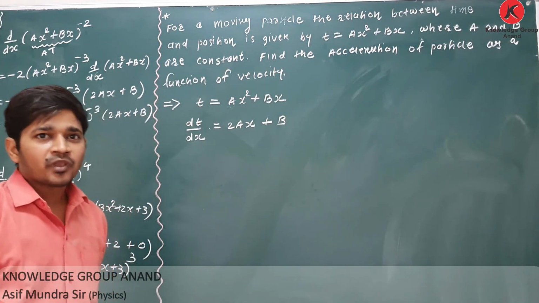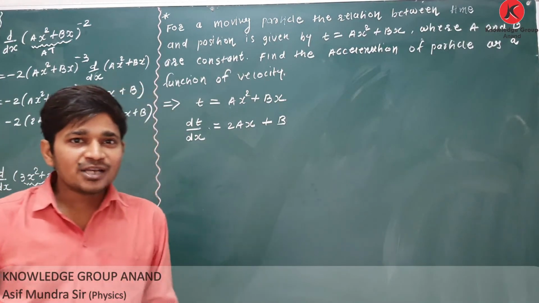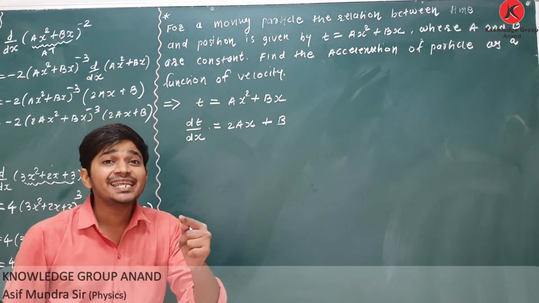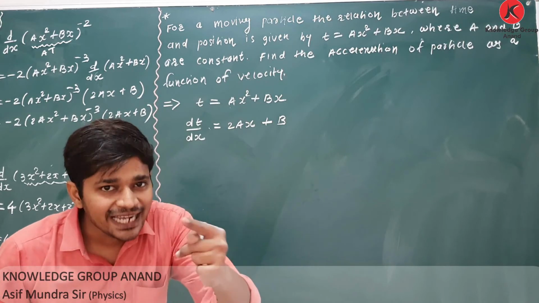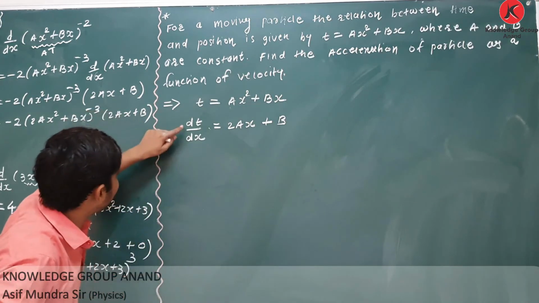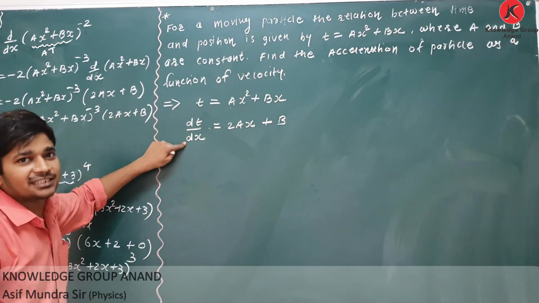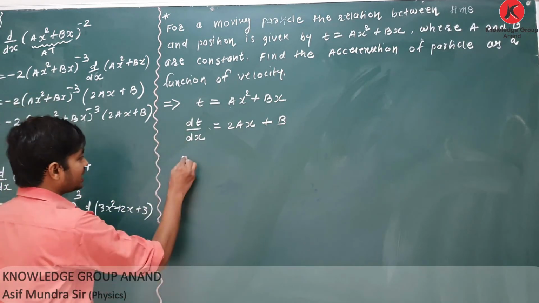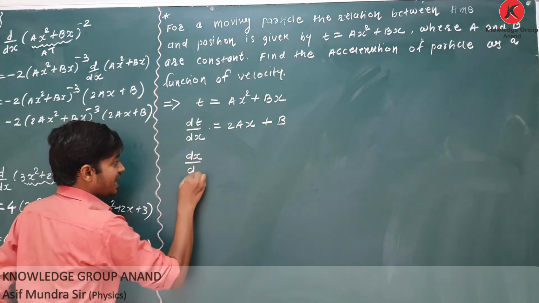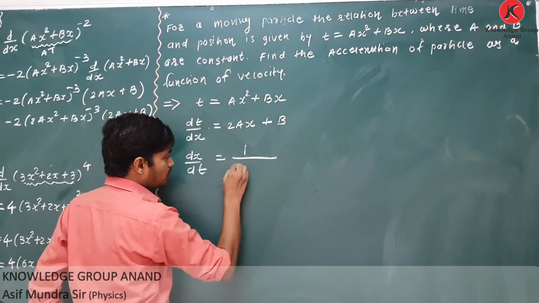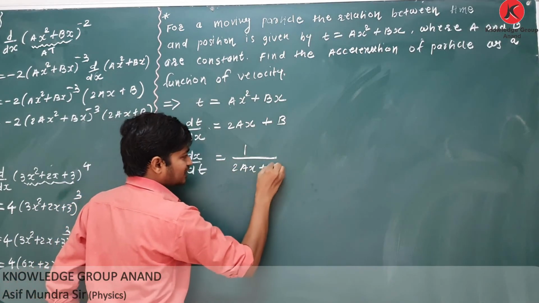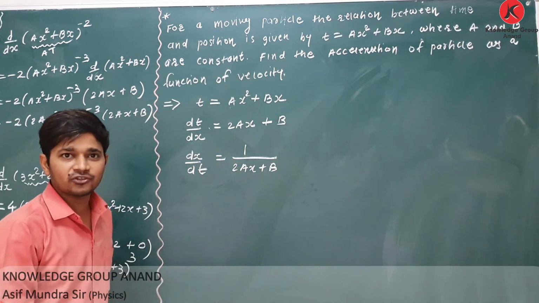Okay, now you know what velocity is. Velocity v is equal to dx/dt. And here it is dt/dx. Yes, if you take its reciprocal, that is dx/dt. I can write it like this: 1/(2ax + b). Clear about this? Okay.